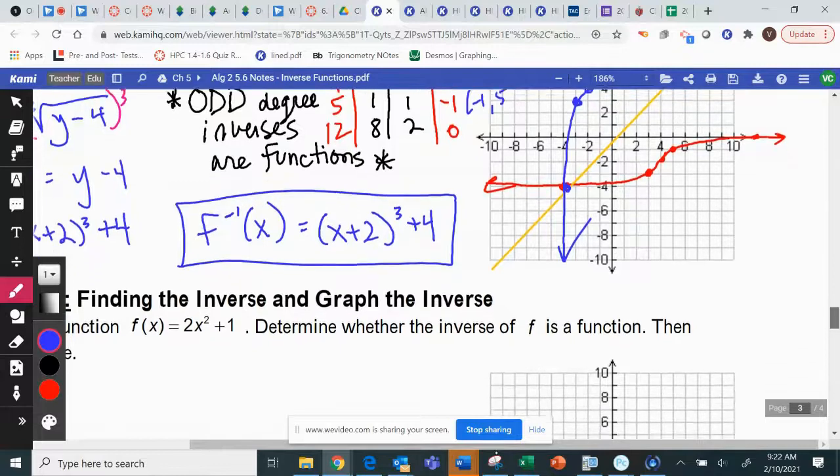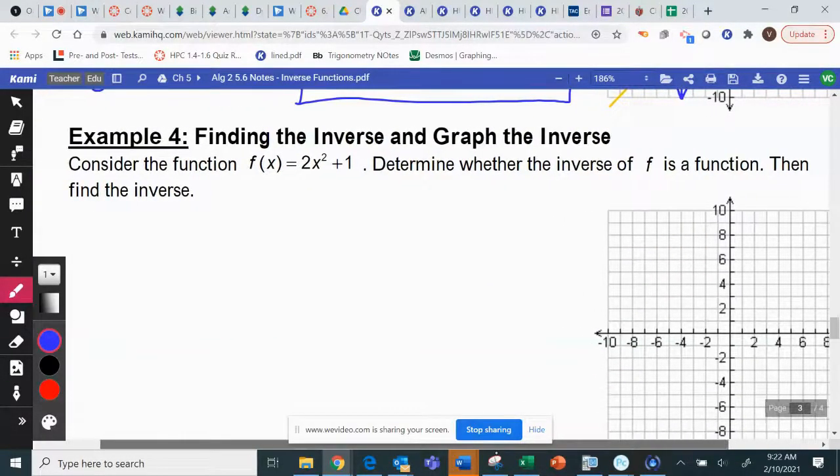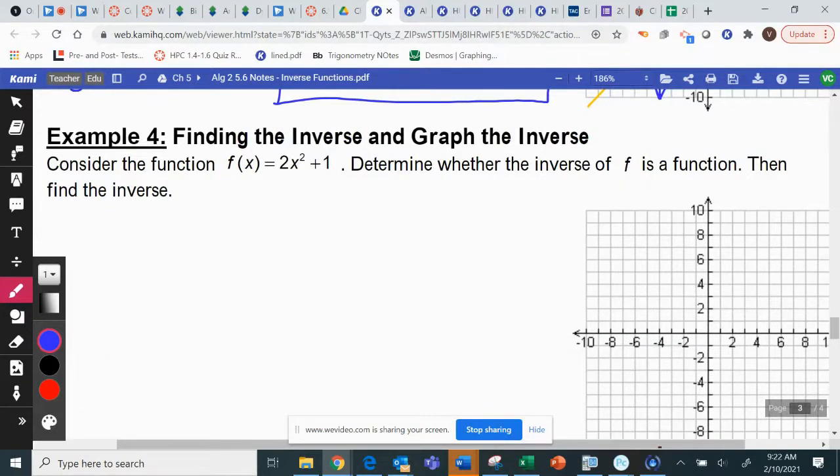Okay, let's just do one last one together. We're going to consider the function f of x equals 2x squared plus 1. Determine whether the inverse of f is a function, then find its inverse. I'm going to do it opposite. I'm just going to find the inverse first and graph it. And then we'll talk about if it's a function or not. We'll do that kind of last.